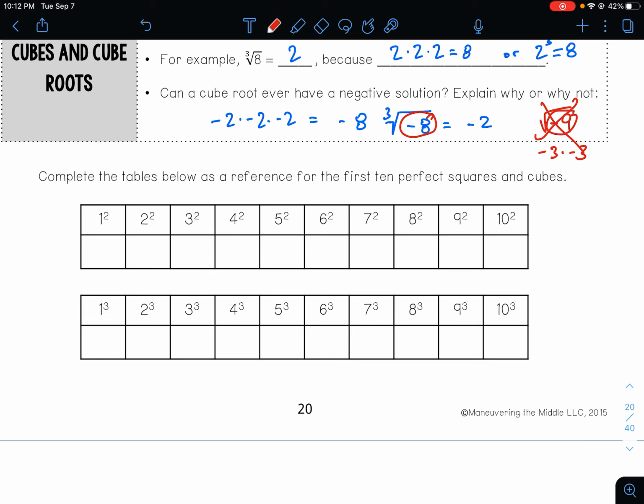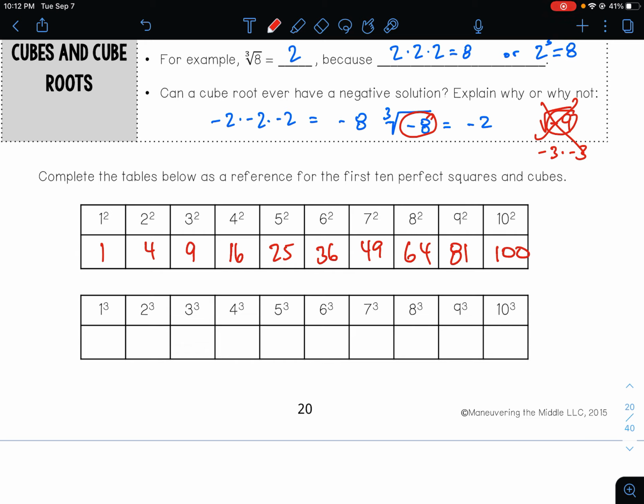Perfect squares. Let's see. 1 squared is 1. 2 squared is 4. 3 squared is 9. 4 squared is 16. 5 squared, 25. 6 squared, 36. 7 squared, 49. 8 squared, 64. 9 squared, 81. 10 squared is 100. All right.